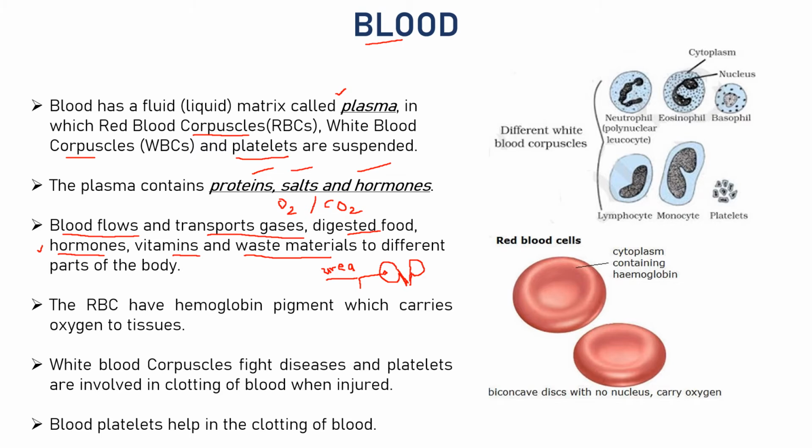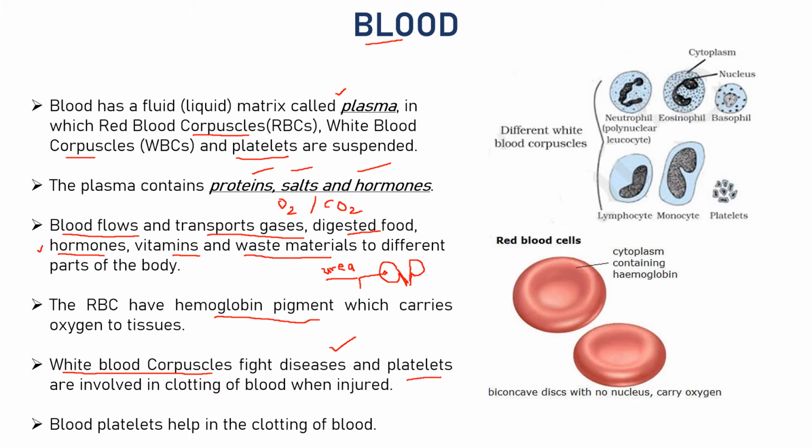Then RBCs have hemoglobin. Hemoglobin is a pigment which carries oxygen, right? Then white blood corpuscles fight diseases. They fight against diseases, so they are very important to build up our immunity. Our immunity system will be fantastic if we have a good amount of white blood cells, right?